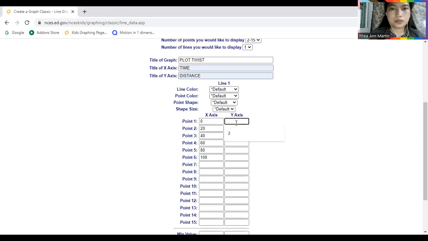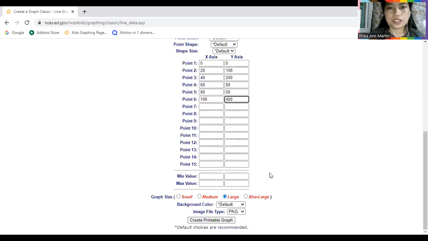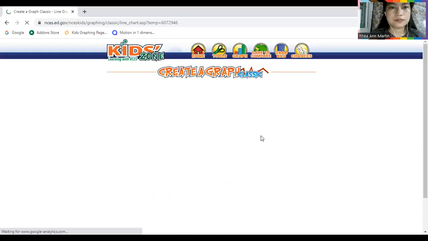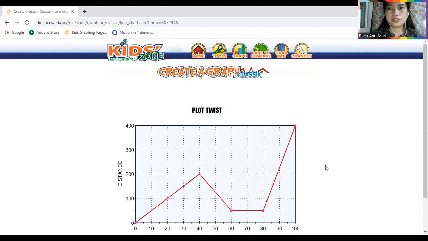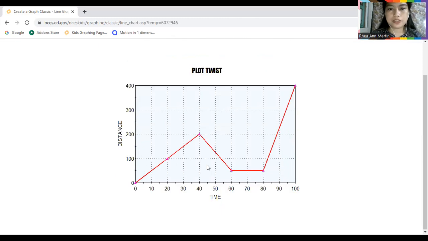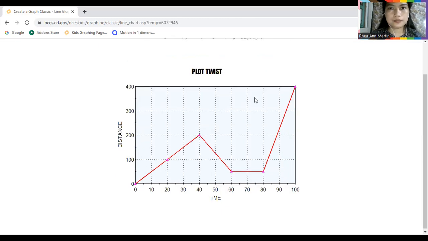So 0, 100, 200, 50, 50, 400. Okay, so let's create the line graph. So, ganito yung magiging mukha ng line graph nyo. Okay? Let's proceed.